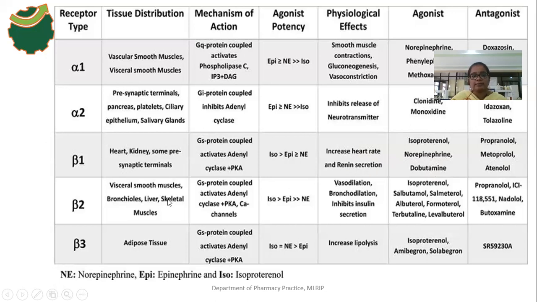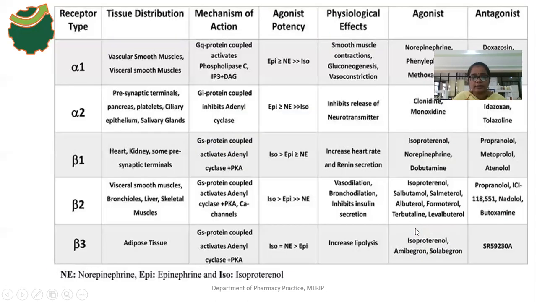Okay, and the beta 2 physiological effects are vasodilation and bronchodilation, and it also inhibits insulin secretion. Agonists are isoproterenol, salbutamol, salmeterol, albuterol, formoterol, terbutaline, and levalbuterol. And beta 2 antagonist examples are propranolol and nadolol.